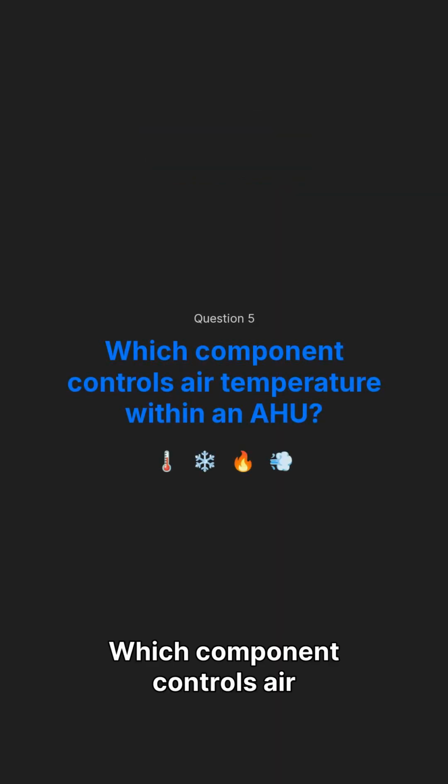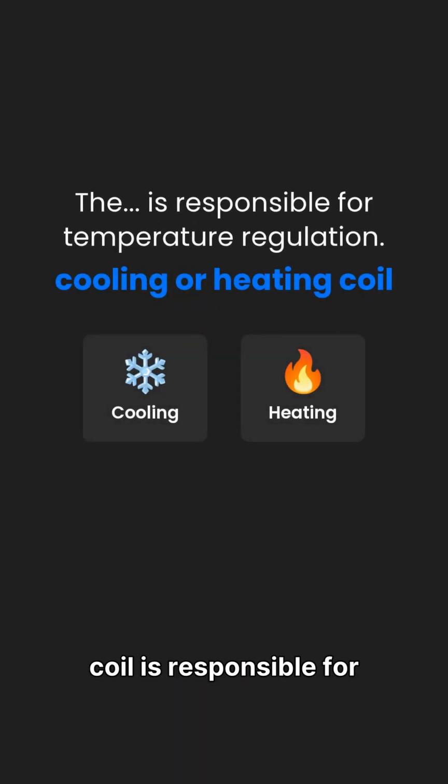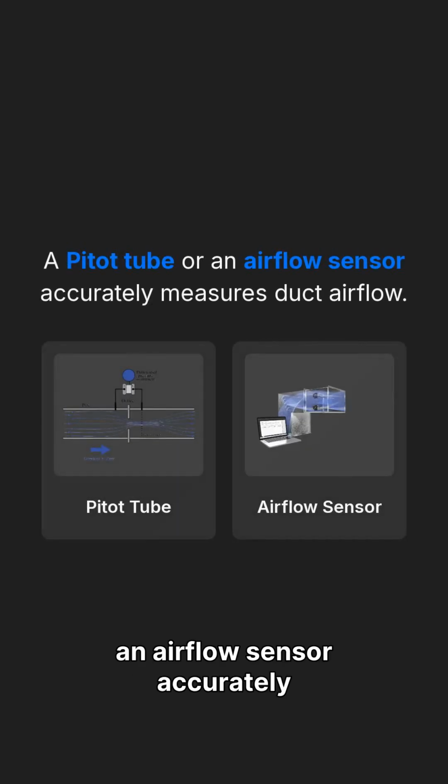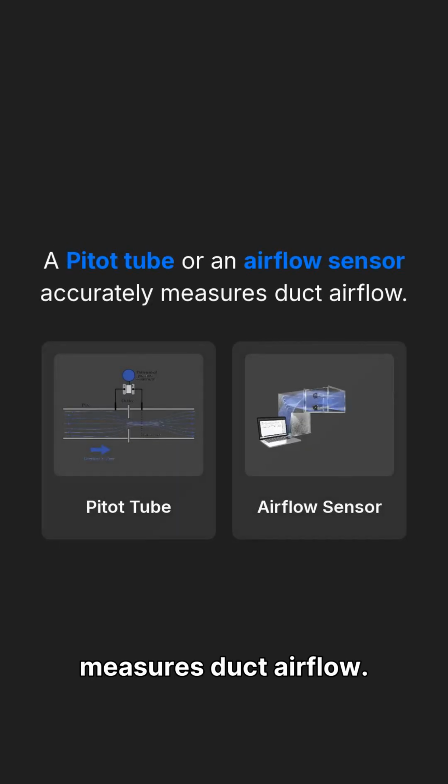Which component controls air temperature within an AHU? The cooling or heating coil is responsible for temperature regulation. What device is commonly used to measure airflow in ducts? A pitot tube or an airflow sensor accurately measures duct airflow.